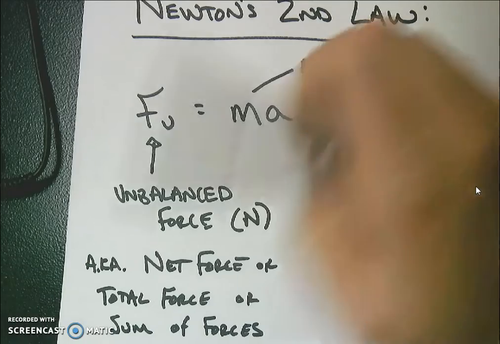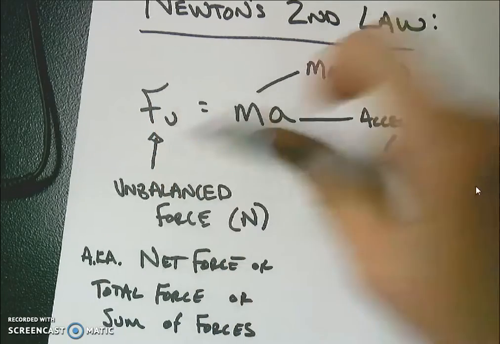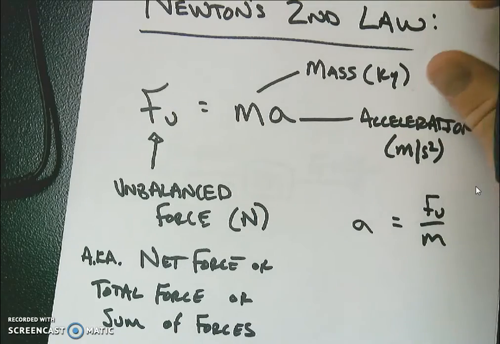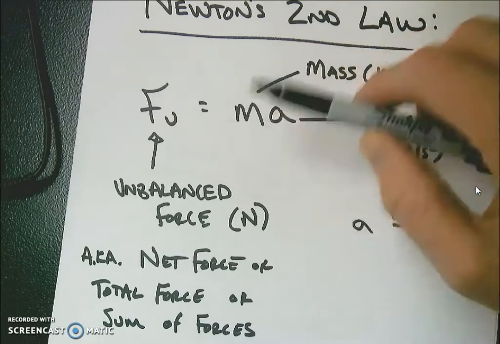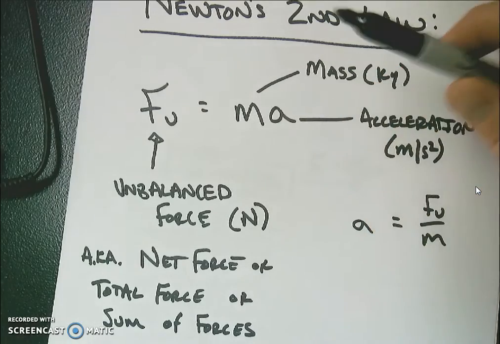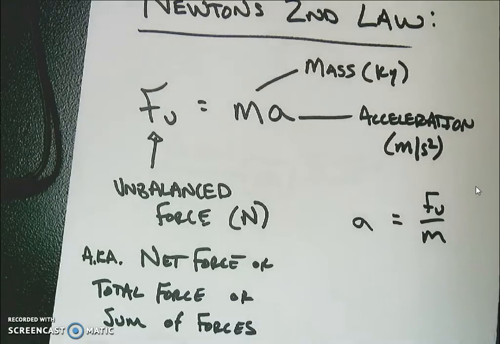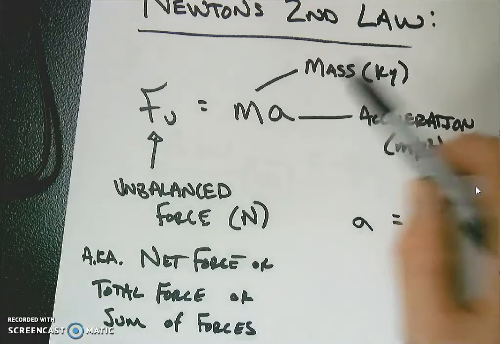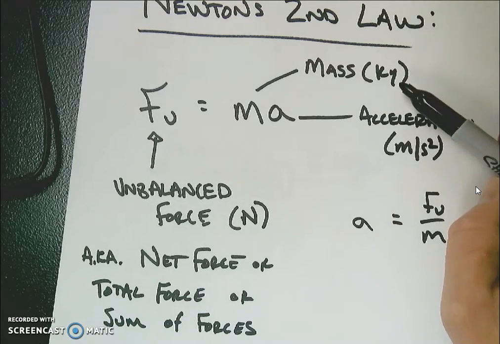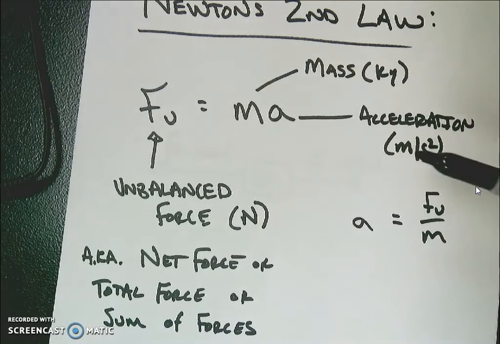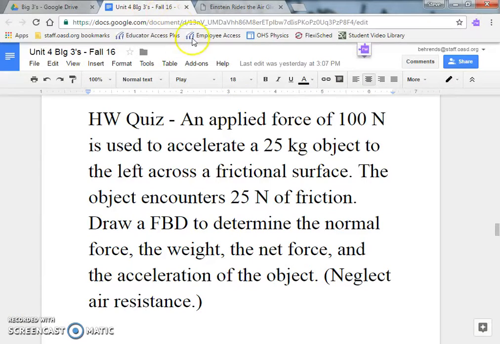You'll probably see it in textbooks as F equals ma. We put the U there to help you remember that this is the force that's unbalanced. You'll sometimes see it called the net force, or the total force, or the sum of all of the forces. Ultimately, it's all the same: it's what's left over when your forces don't balance and there's still something there. Mass has to be in kilograms, because the newton is derived from the kilogram, and acceleration is always in meters per second squared.